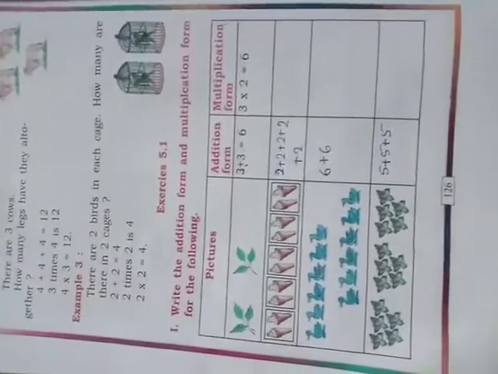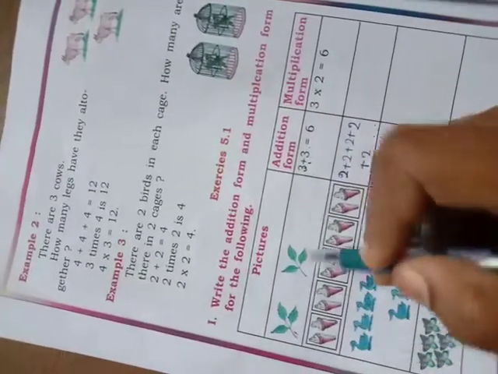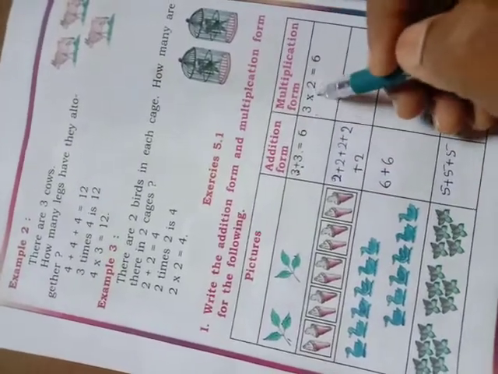Now we will write this in the multiplication format. How will we write the multiplication format? This 3, how many times is it repeated? 1, 2. So this 3 is repeated 2 times. So we will write 3 into 2 is equal to 6.